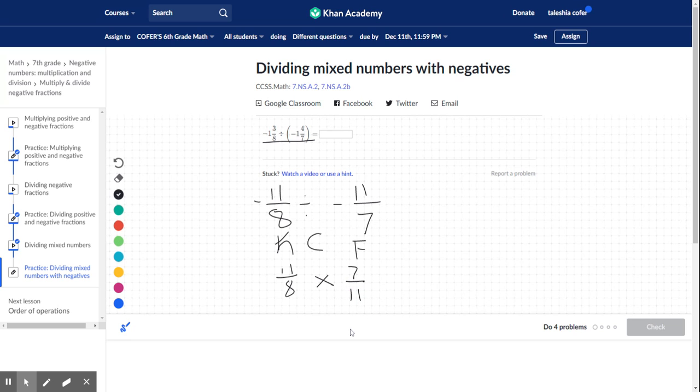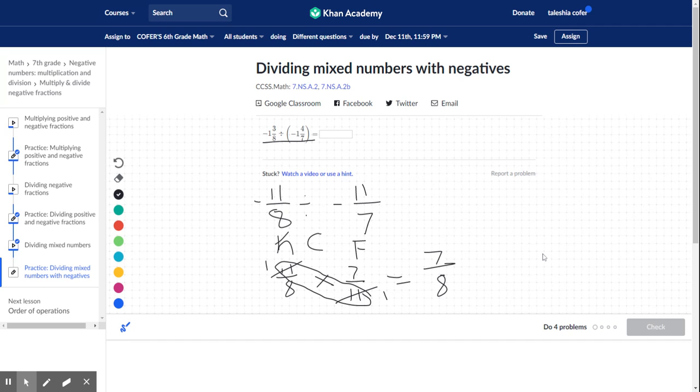I'm going to do some reducing ahead of time just because I like to reduce so I don't have such big numbers. These two 11s are both multiples of 11, so I can divide both of those by 11. 11 divided by 11 would get me 1. 11 divided by 11 would get me 1. So now I can multiply 1 times 7, that's 7. 8 times 1, that is 8.